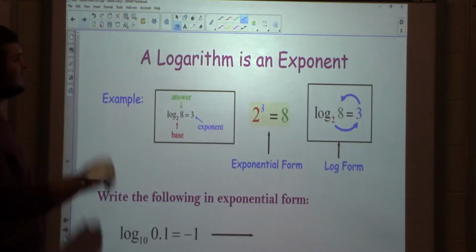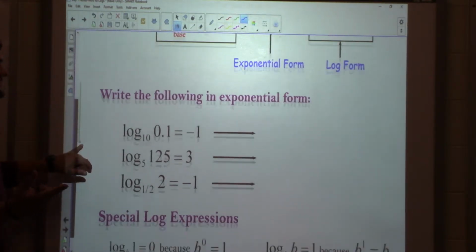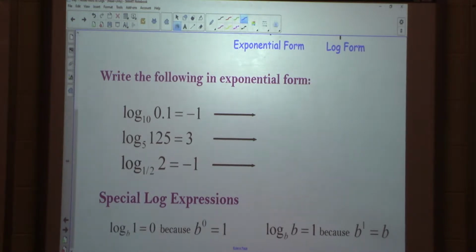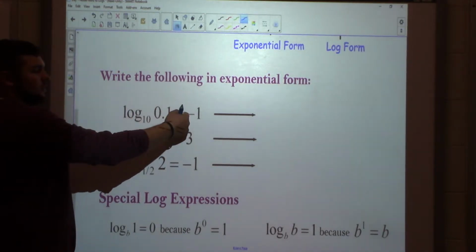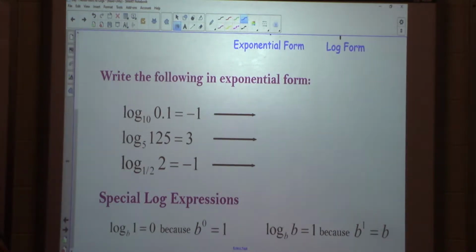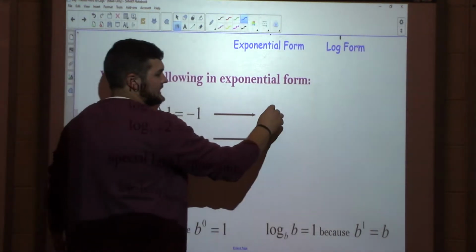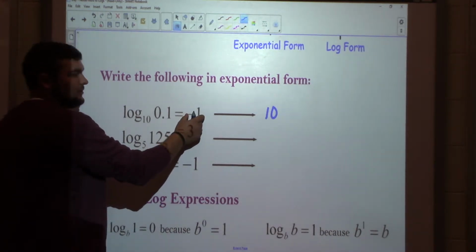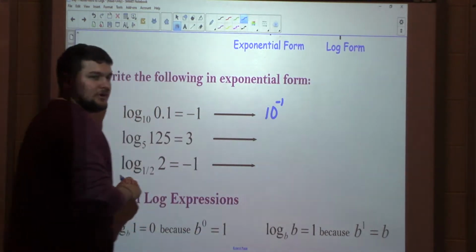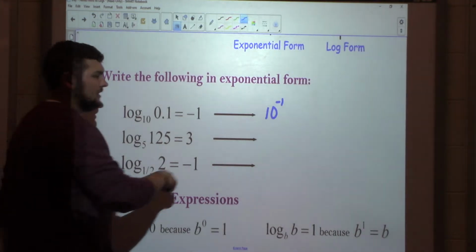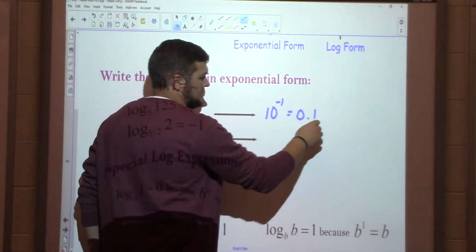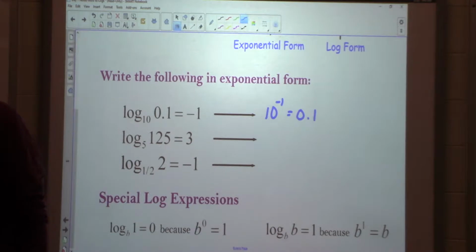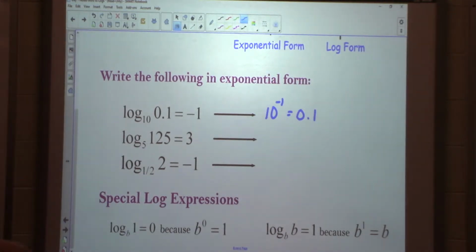Okay. So let's go the opposite way now. Let's try some the opposite way. Start in log form, we're going to switch to exponential form. Log base 10 of 0.1 equals negative 1. The base of my log becomes the base of my exponent. What this log equals is going to be my exponent. So 10 to the negative first power, and it equals what I'm taking the log of. It equals 0.1.